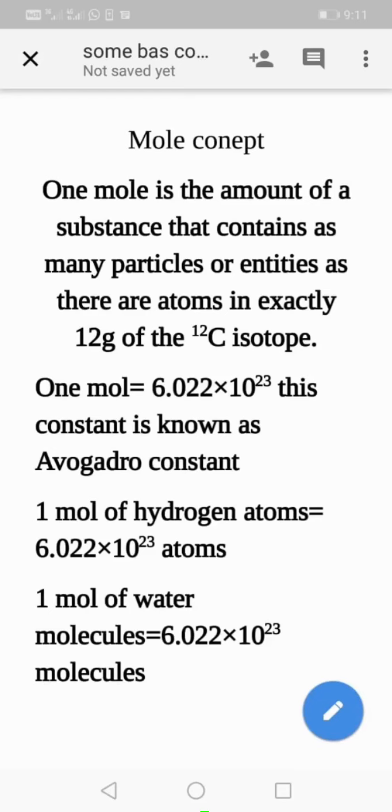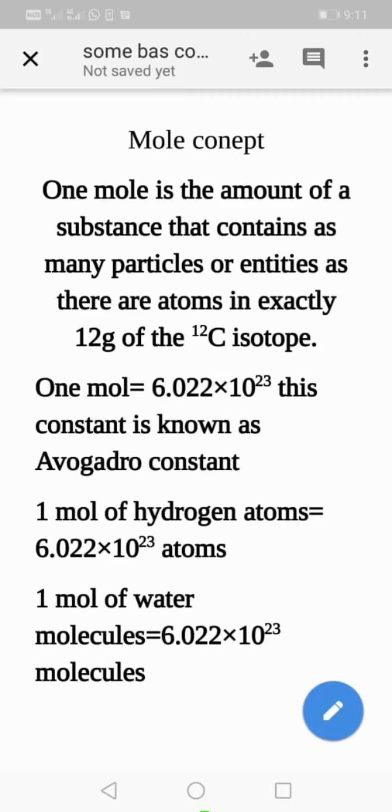To calculate the mole, we are comparing with the mass of carbon-12 isotope. We are taking 12 grams of carbon-12 isotope, and how many particles are there? That same number is known as Avogadro's constant. So this is about 1 mole.